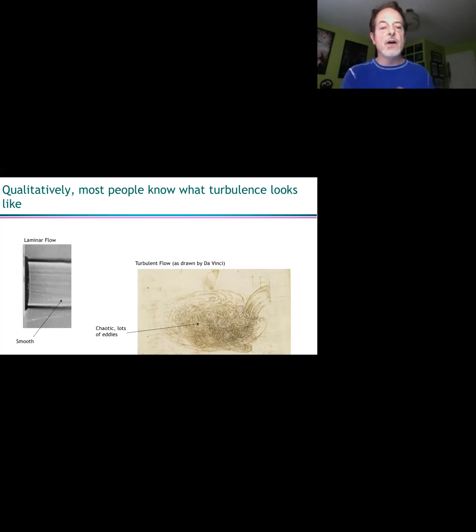If you look at the flow on the left versus the flow on the right, the one on the left is pretty obviously laminar flow. There are really no eddies. It's a very smooth flow. The velocity is very constant over time. On the right is actually a sketch of a turbulent flow as drawn by Da Vinci. He actually sketched several of these turbulent flows. This one looks like some sort of a sink or something like that, just water pouring in, and you can see how it's churning. It's chaotic. There are lots of eddies. So qualitatively, yeah, laminar flow, turbulent flow, pretty obvious, right?